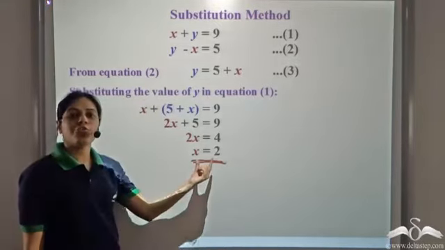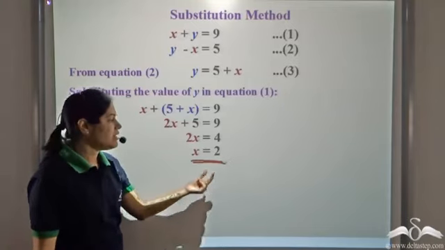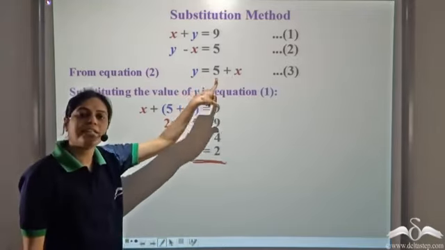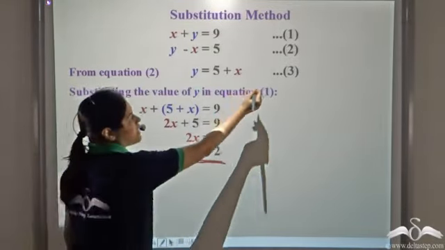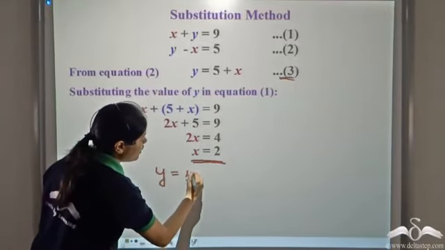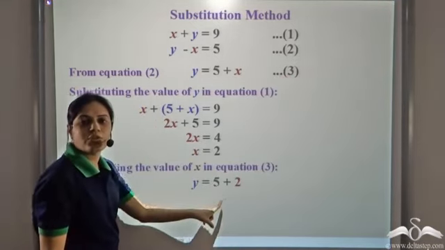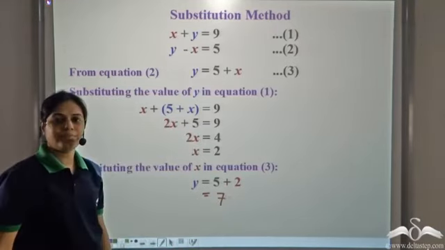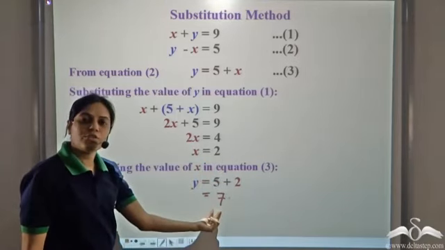Now we have got the value of x is equal to 2. Now it is very easy to get the value of y. We can substitute this value of x in this equation and get the value of y. So putting this value of x in equation 3, we have y is equal to 5 plus 2. So y is equal to 5 plus 2, or y is equal to 7. So we have got x is equal to 2 and y is equal to 7.